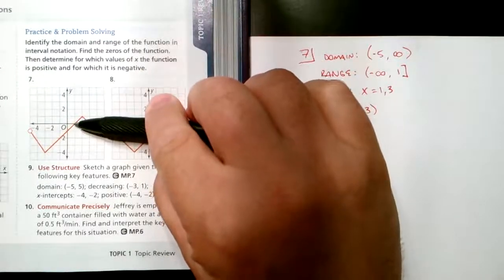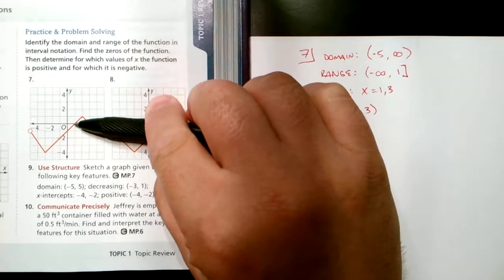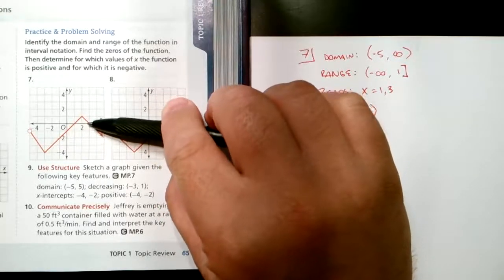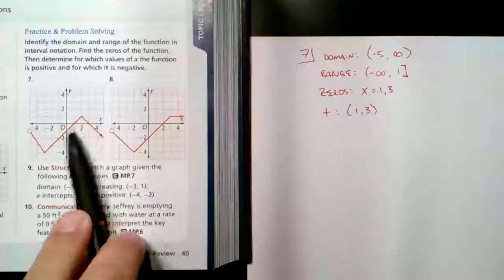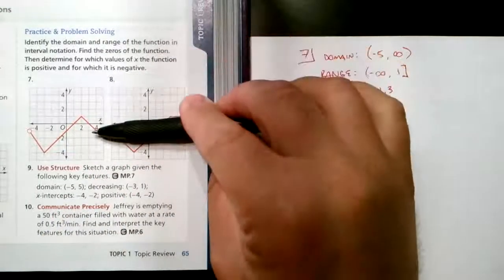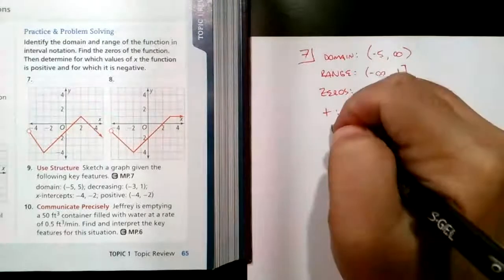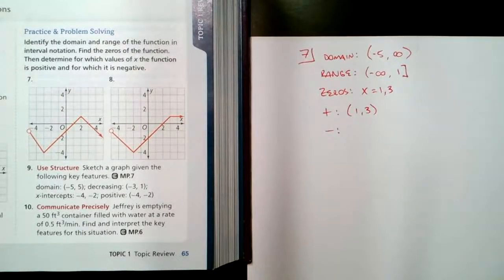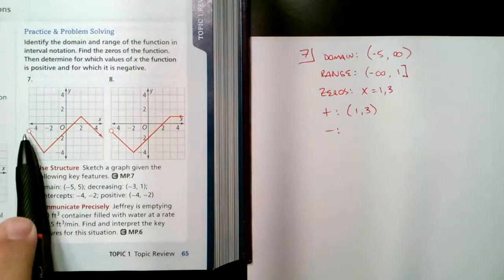Why am I not using brackets? Well, because I don't want to include 1 and 3. At x equals 1, that y value is 0. 0 isn't positive or negative. So I don't want to include 1. I don't want to include 3. I just want to say every point between 1 and 3, that function is positive. The y values are positive.